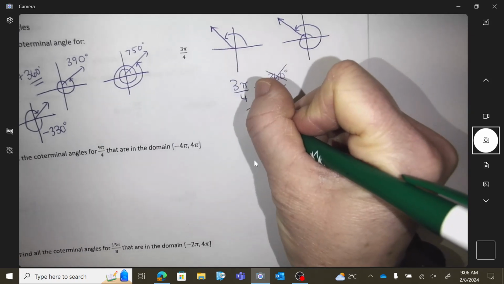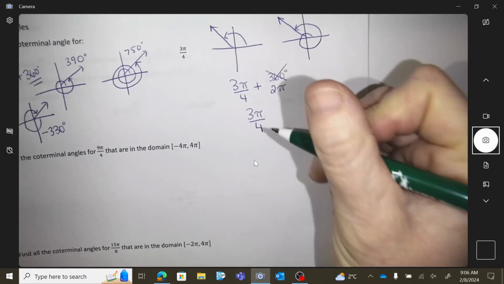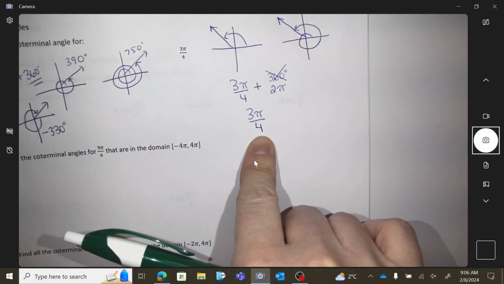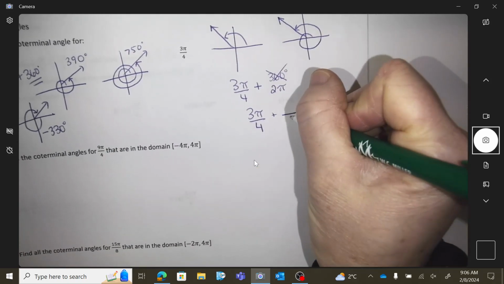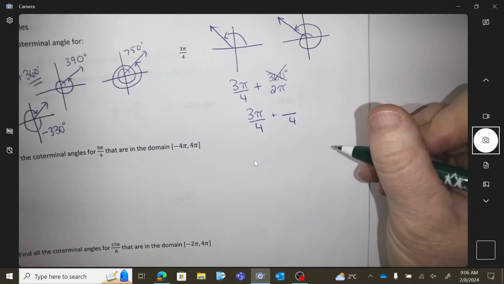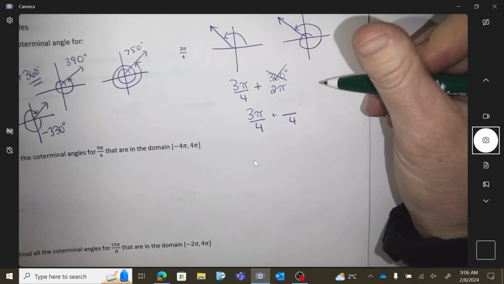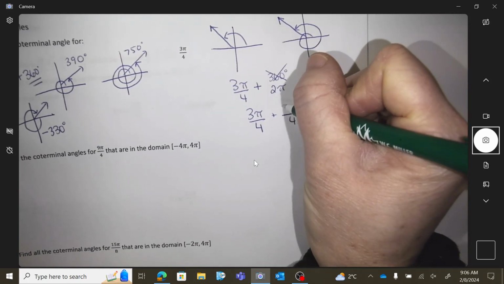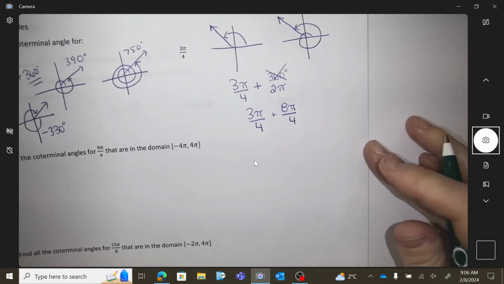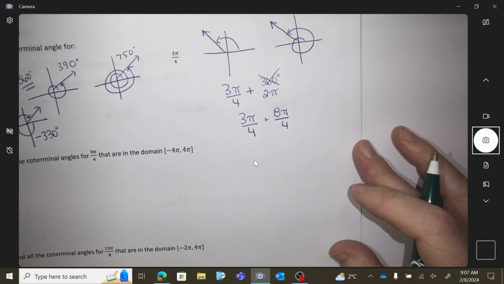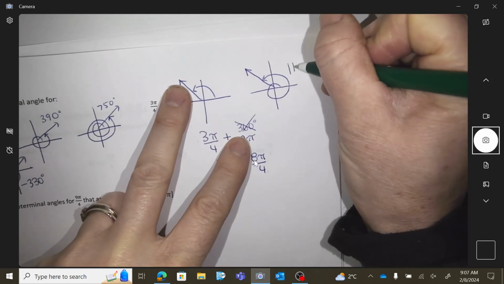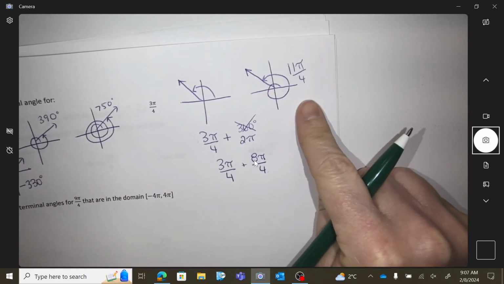Okay, so here's the thing. When we add with fractions, I can't add together unless I have what? Something with the same bottom. So how much is 2 as a fraction with a 4 on the bottom? So what divided by 4? 8. So I'm doing the exact same thing. I'm adding a full circle. I'm adding 360, but now we have to make everything in radians, and then we also have to think about fractions. So this would be the number 11 pi over 4.